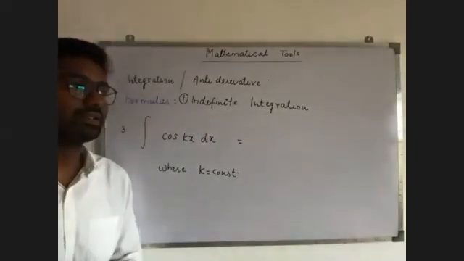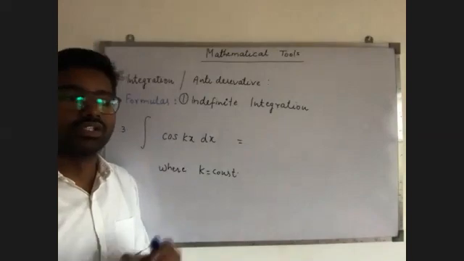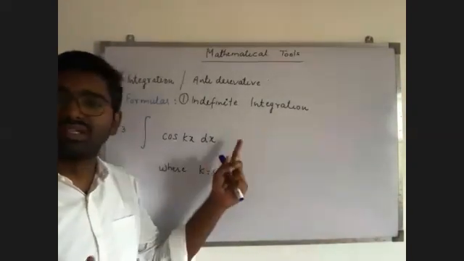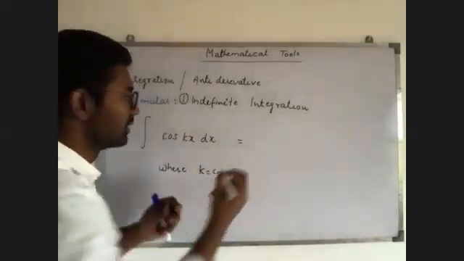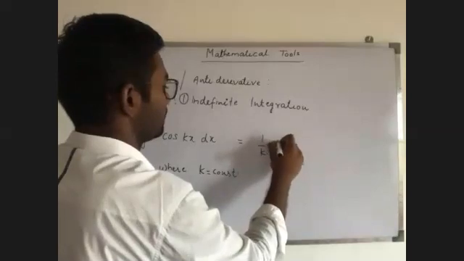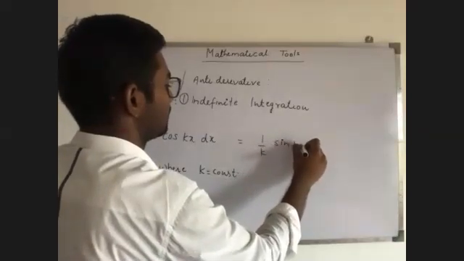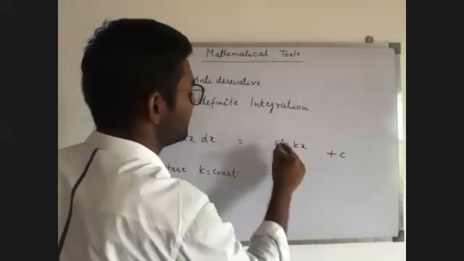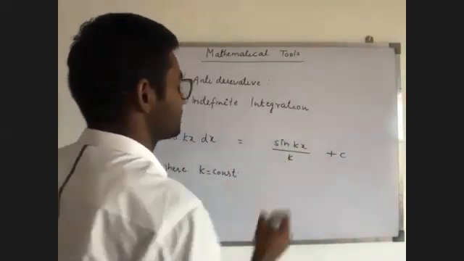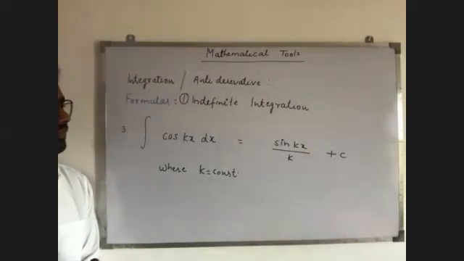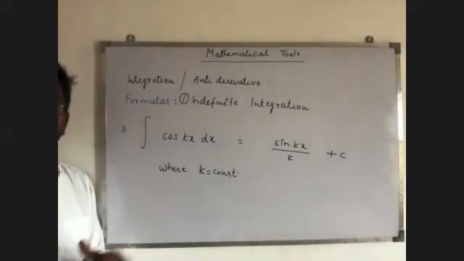If I integrate cos kx dx, so integration of cos is going to be nothing but sine, because the differentiation of sine is cos. So you will get 1 by k sine kx plus c, or simply sine kx by k plus c. Is it right? Is it clear to everyone?